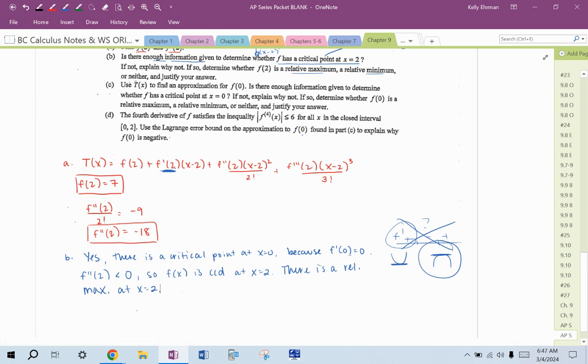Part C. Use T of x to find an approximation for f of 0. So let's just do that to start. F of 0 is about equal to T of 0.